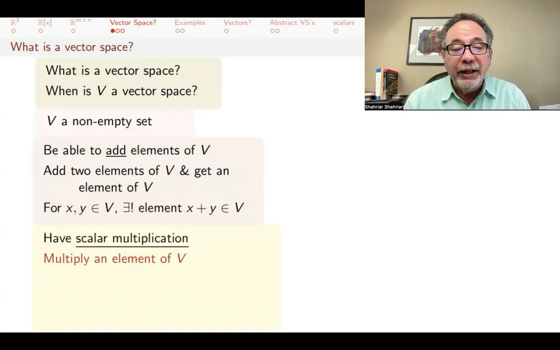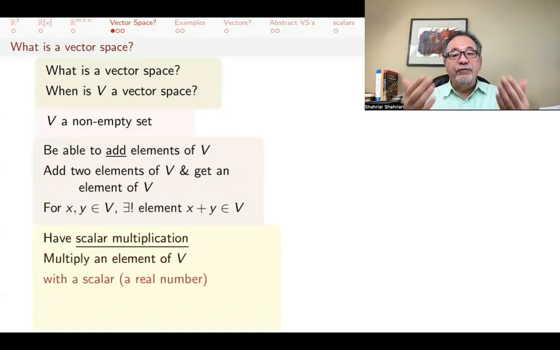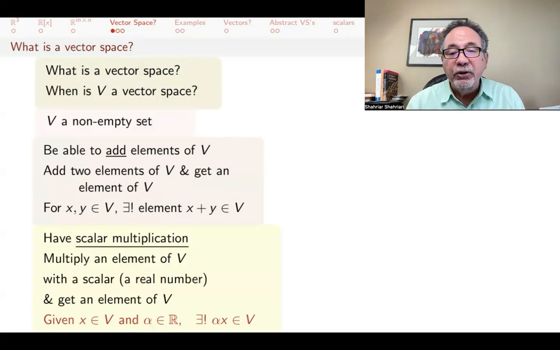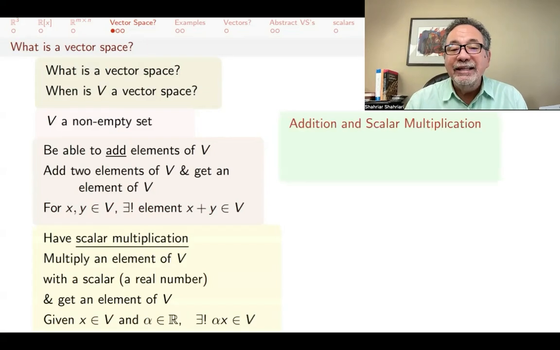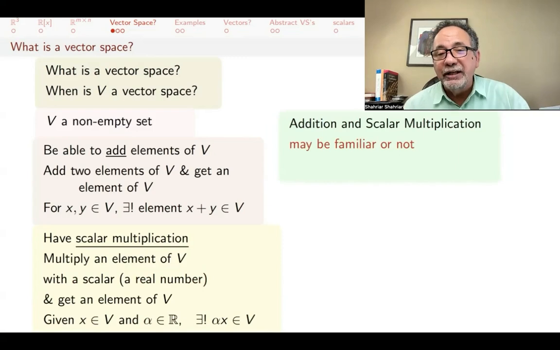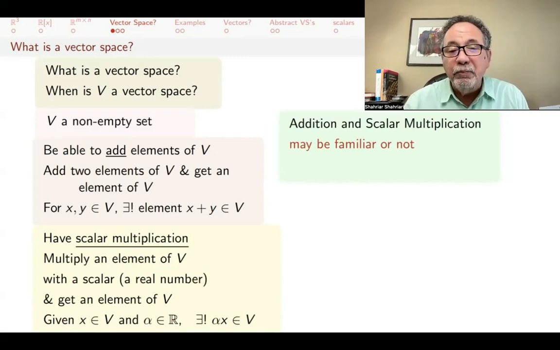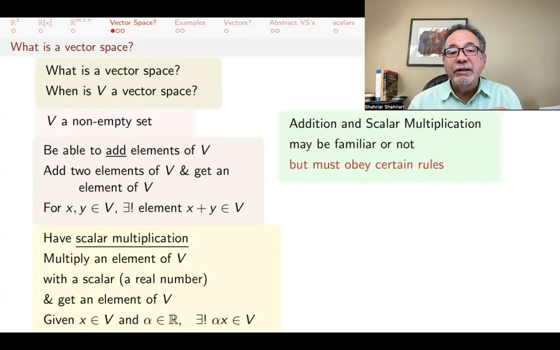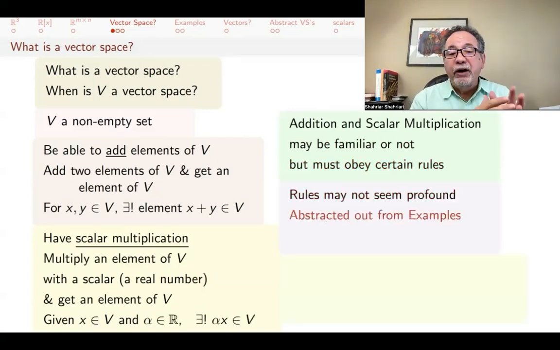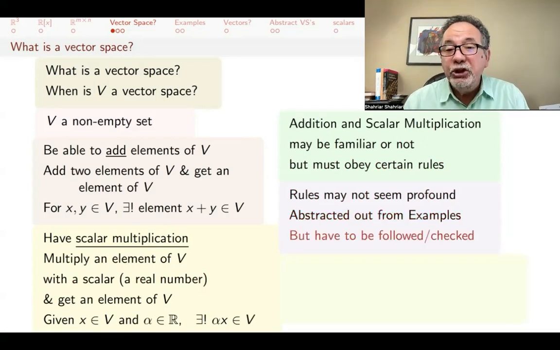You have to be able to multiply an element of V by a scalar. First time through linear algebra, that means a real number, but later we will complicate that a little. Given x in V and alpha a real number, there should be a unique element alpha x, which is also an element of V. Addition and scalar multiplication may be familiar or not. For matrices, polynomials, and Rn, they were familiar things that made sense. But whatever they are, they must obey certain rules. These rules do not seem profound, but they're abstracted from the examples that we saw from Rn, polynomials, and matrices, and have to be checked and followed.